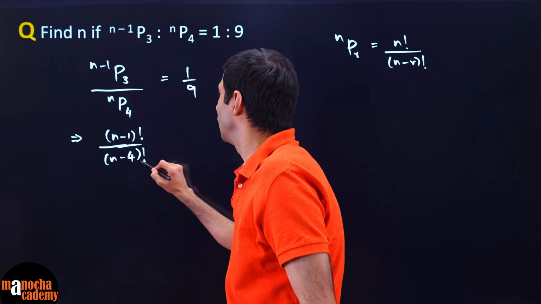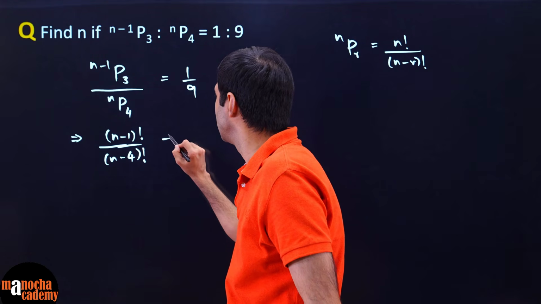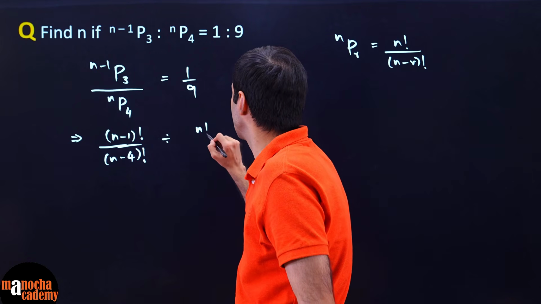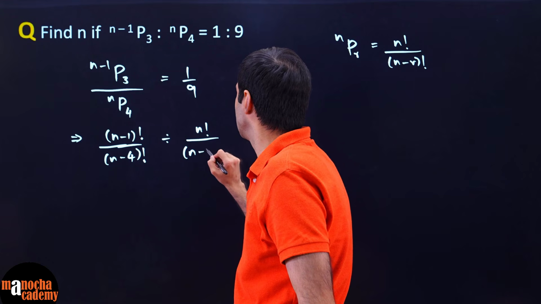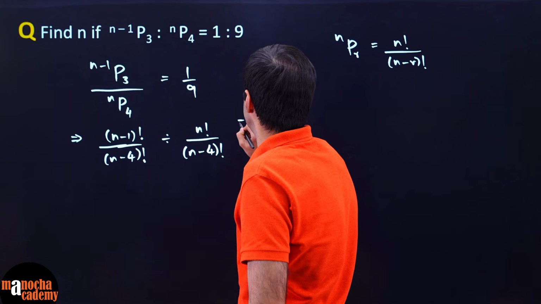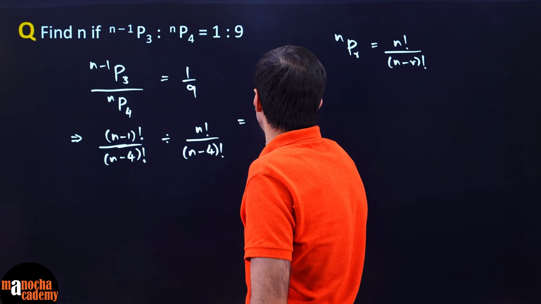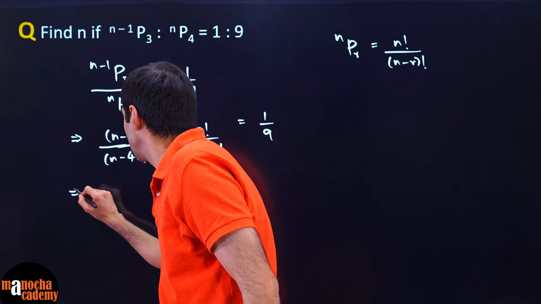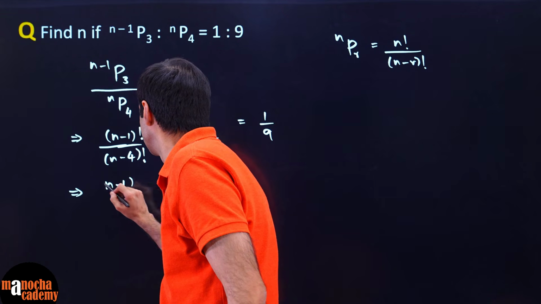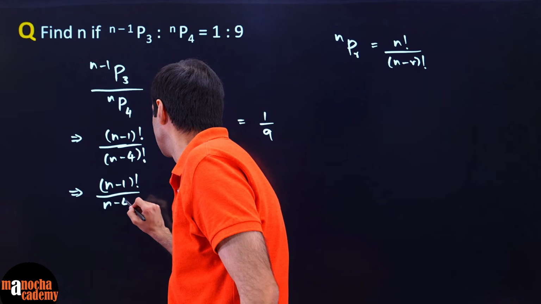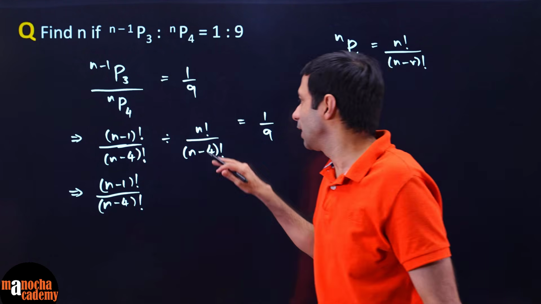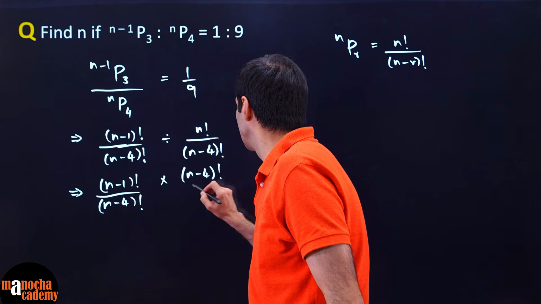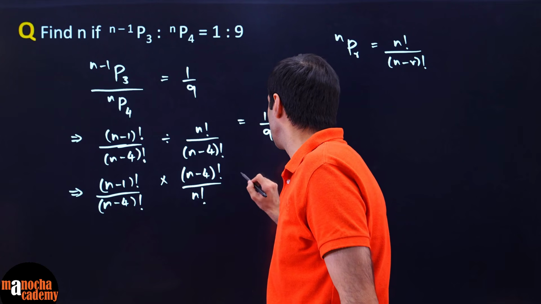And then you have divided by, so I'll just write the divided sign since we have these fractions over here. And what is nP4? It is n factorial divided by (n minus 4) factorial. And this is equal to 1/9, right? So let's go ahead and simplify this stuff. What have we got? (n minus 1) factorial by (n minus 4) factorial. And this division we can change into a multiplication by taking a reciprocal here. So this is going to become (n minus 4) factorial divided by n factorial, and that's equal to 1 by 9.